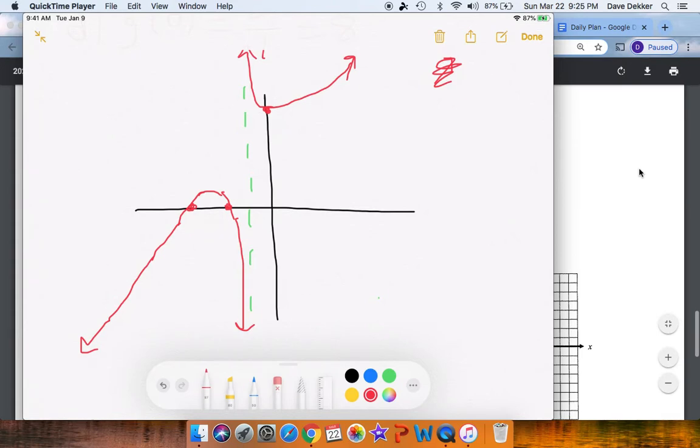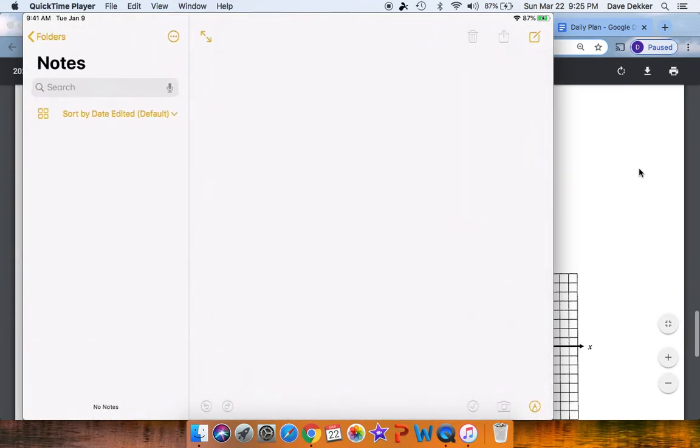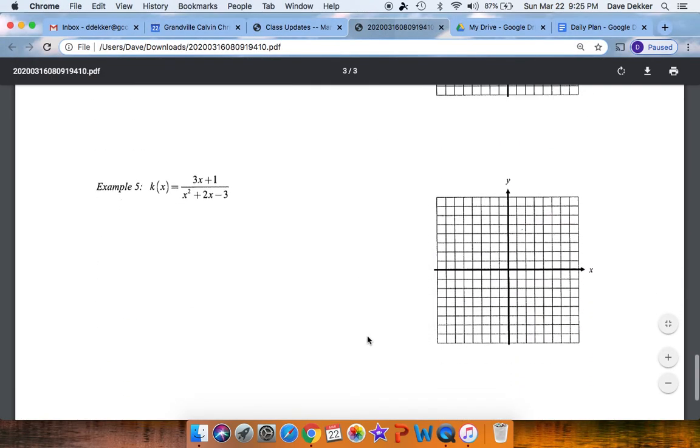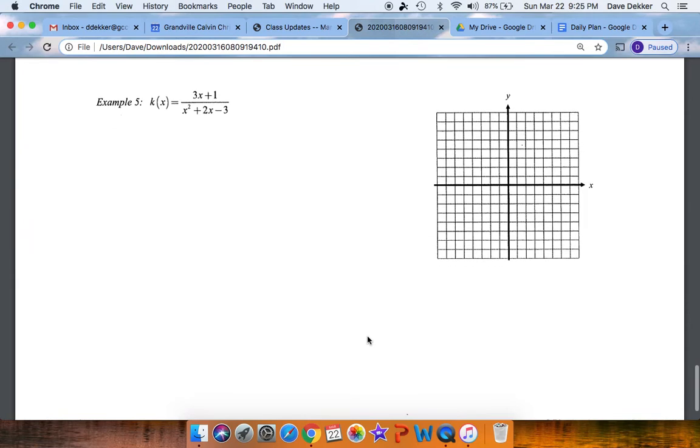All right, I'm going to delete this picture. Okay. And we'll go back to the PDF a second. Okay, example 5. Now we're doing everything on our own. So now we have to show a lot more work. So let's just kind of go through the steps. This might be good for you guys just to see how I would typically show some of this work.